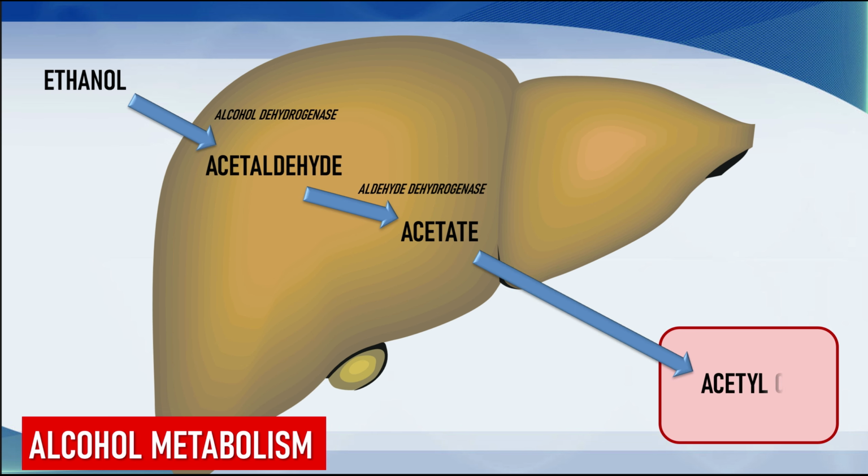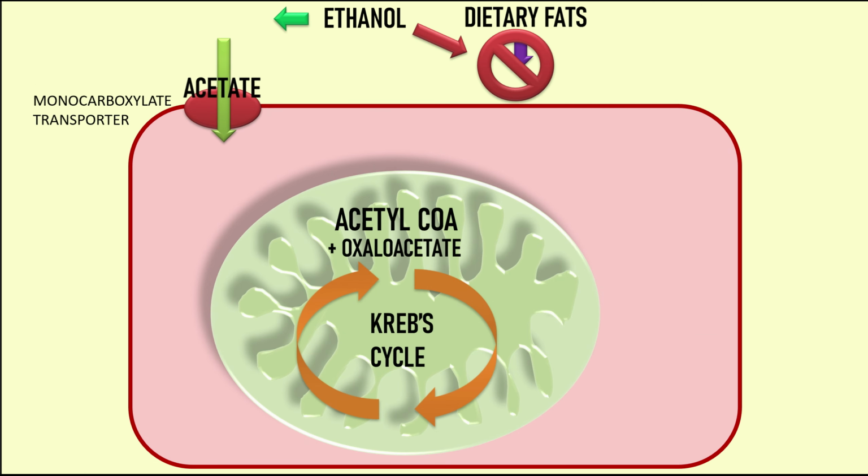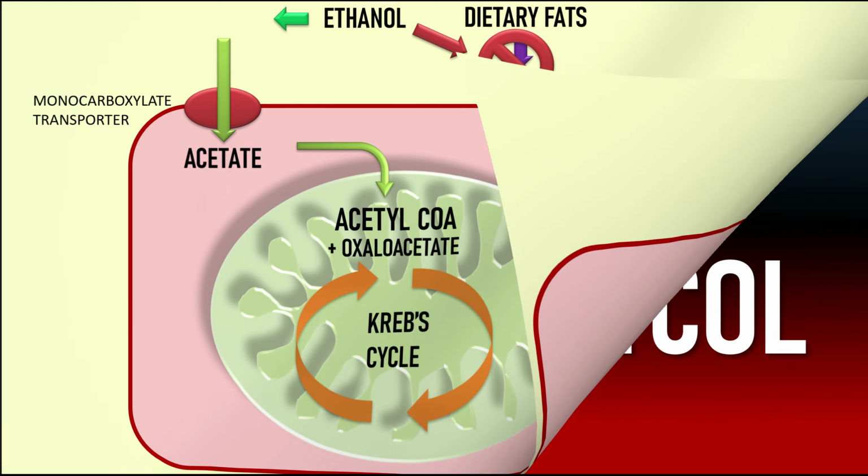And acetate then is transferred to the mitochondria, where it's delivered via monocarboxylate transporters into the inside of the cell and then utilized as part of acetyl coenzyme A. So it goes into the Krebs cycle and it's used for energy. And that's why alcoholics can subsist on alcohol for a large proportion of their calories, because it directly feeds acetyl coenzyme A.